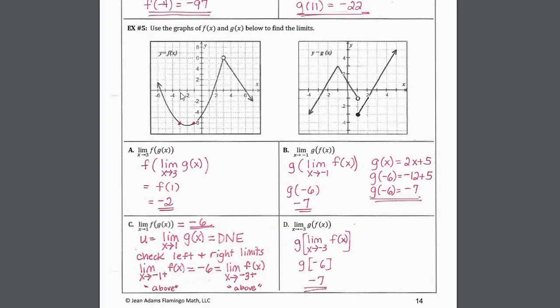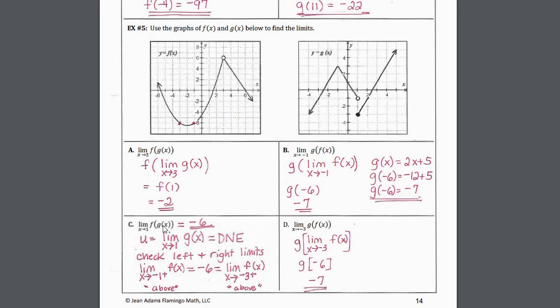So then here's negative 3, right? Left and right side, you approach the same y value of negative 6. So then it's really just g of negative 6, which we saw right here to be negative 7. Okay. Now this last part C here is a different case. Okay. So the limit property is and isn't applied, right? Right here we have the limit as x approaches 1 of f of g. So we have to take the limit as x approaches 1 of g.